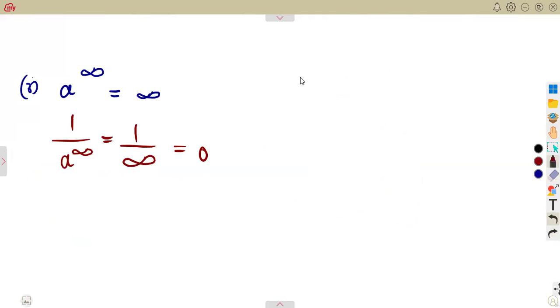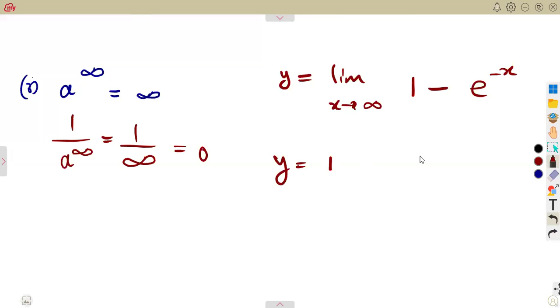Maybe now you are given y is equal to the limit as x approaches infinity of 1 minus e to the exponent of minus x. So you're still going to have the same consideration. This is the same as 1 minus 1 over e to the exponent of x, as this is going to be taken for any condition where x is approximating to infinity.